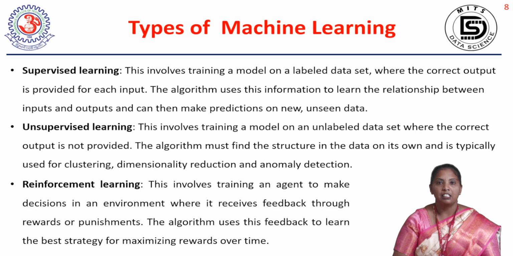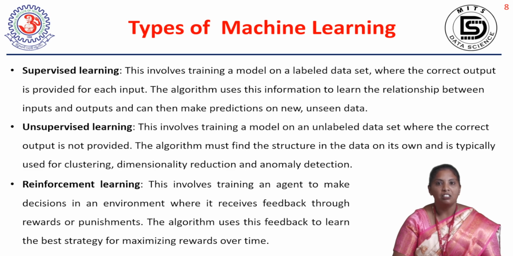Unsupervised learning is nothing but the data which we are going to give to train the model should be unlabeled. That means there should not be any names for the data which we are going to train the machine learning model. The last one is reinforcement learning. In this, an agent will be there. The agent is going to train based on the inputs we are giving.